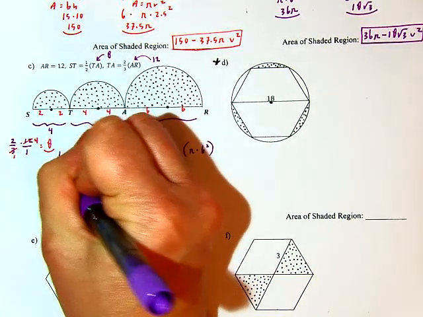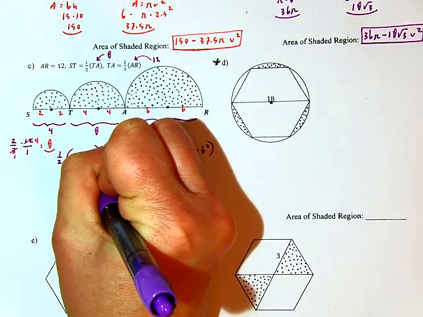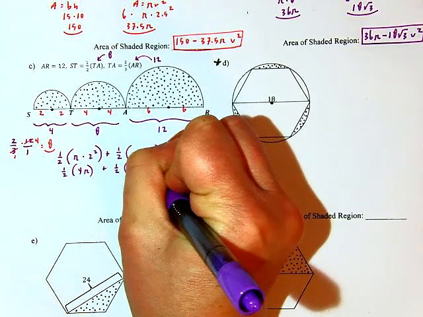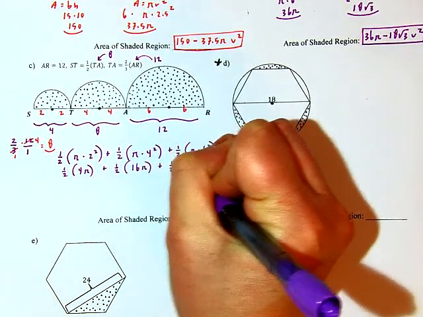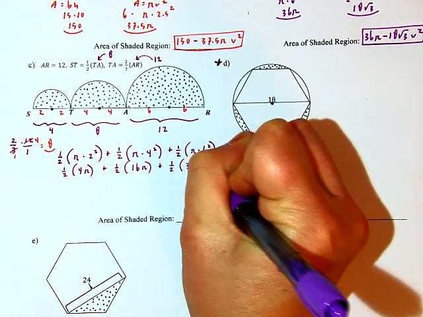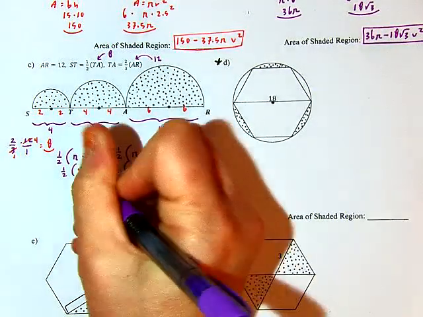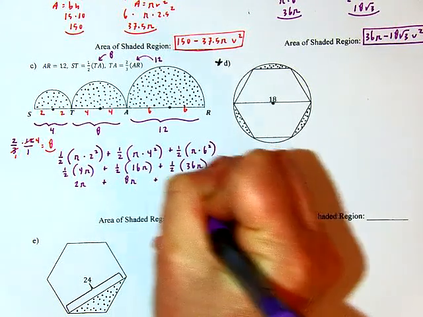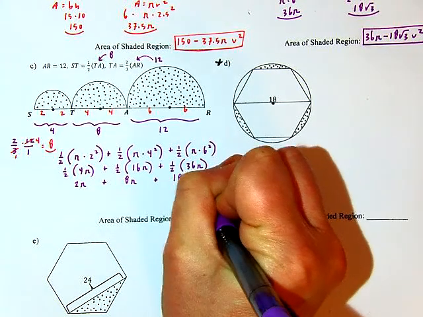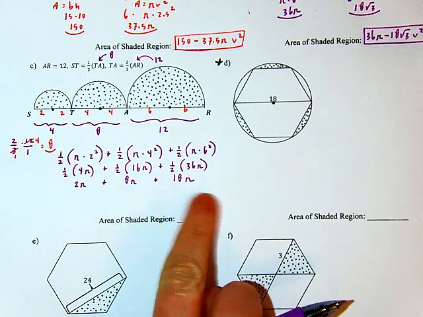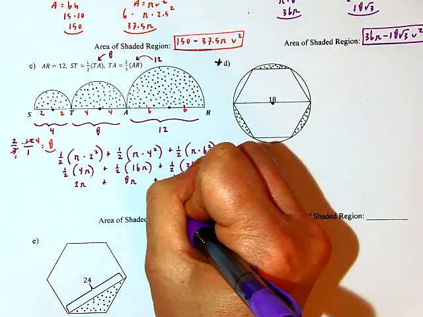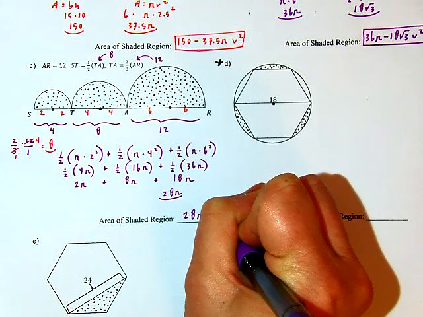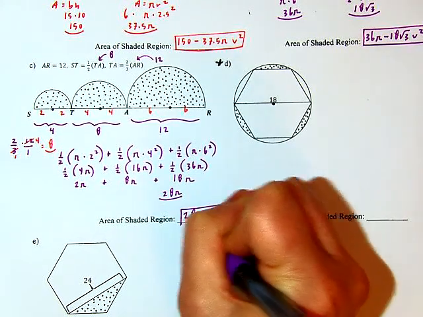So I'm taking half of 4 pi, and add that to half of 16 pi, and then add that to half of 36 pi. All right, so now I have 2 pi, 8 pi, and 18 pi. So 10 pi plus 18 pi, I get 28 pi. So the area of the shaded region would be 28 pi. Units are squared.